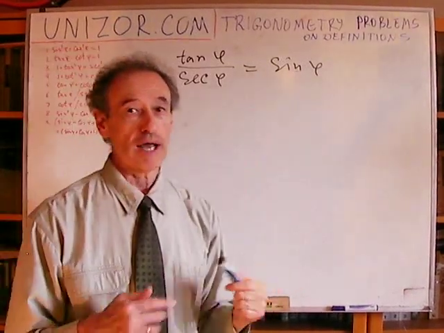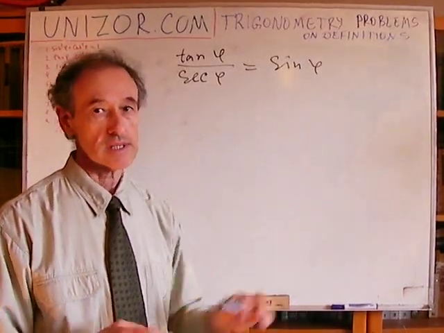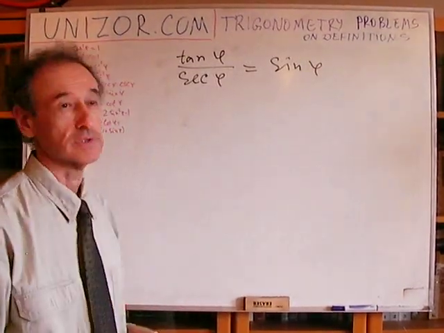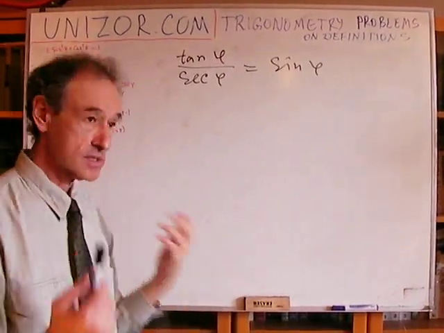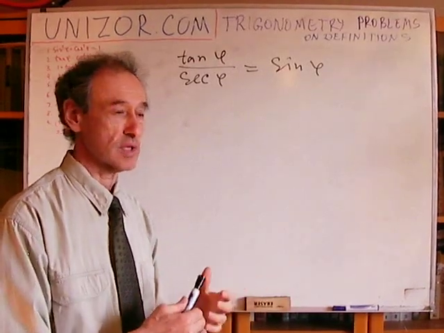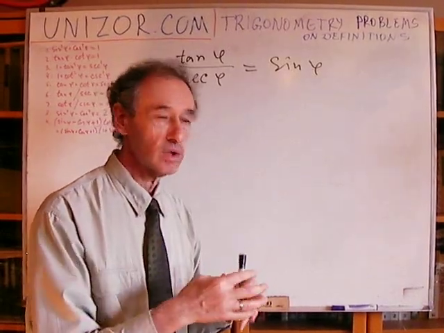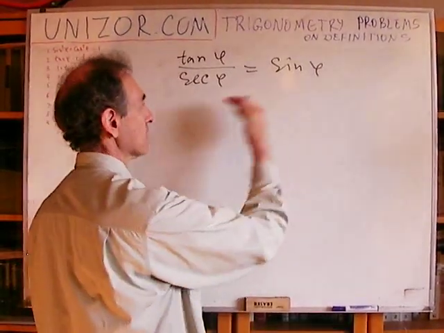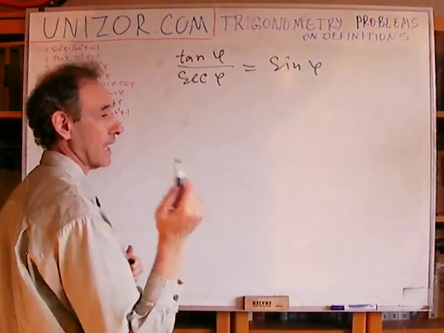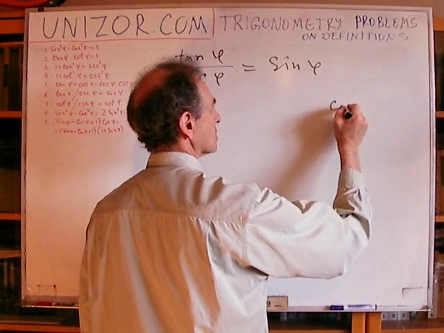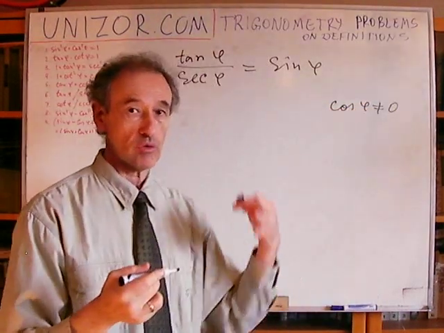On the right, however, I don't have any restrictions. Phi can be any. Any angle can have the sine, but not any angle can have a tangent, and not any angle has a secant. So what's the right approach to this? Well, obviously, the right approach is to take the smallest domain where both have sense. Now, this has sense everywhere, but this has sense only if tangent is defined, which is when cosine is not equal to zero, right? Because tangent is sine over cosine.